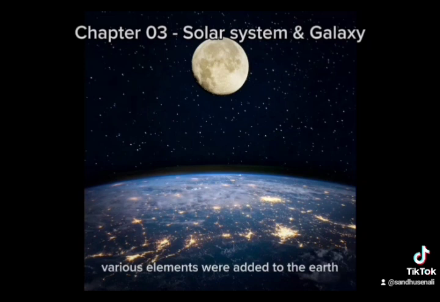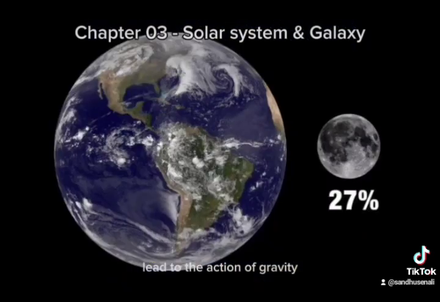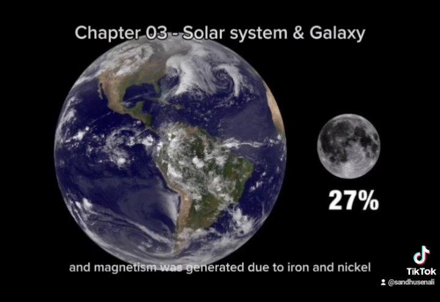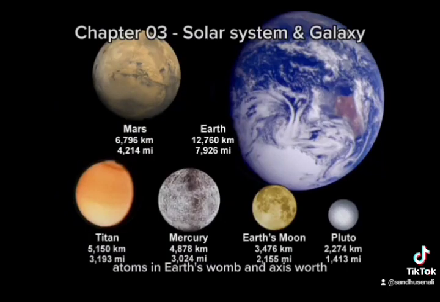Various elements were added to the Earth with frequent falling of meteorites due to the action of gravity here. Heavier iron and nickel were concentrated, and magnetism was generated due to iron and nickel atoms in Earth's womb, and axis both north and south. Metals such as calcium, magnesium, silicon, sodium, potassium, aluminium, copper, silver and gold were deposited on the surface of the Earth.